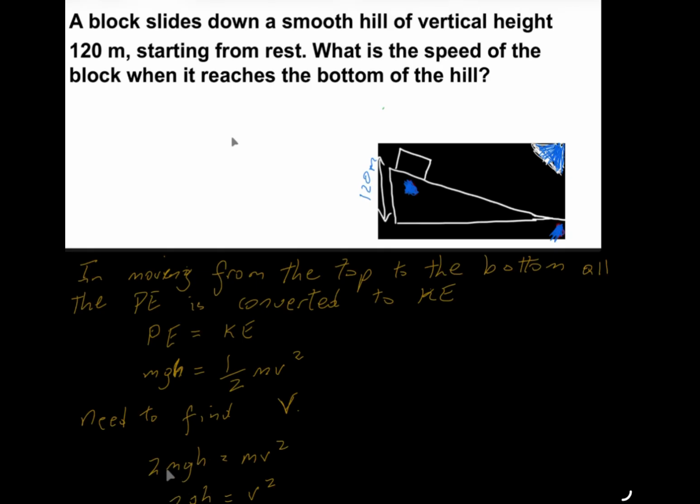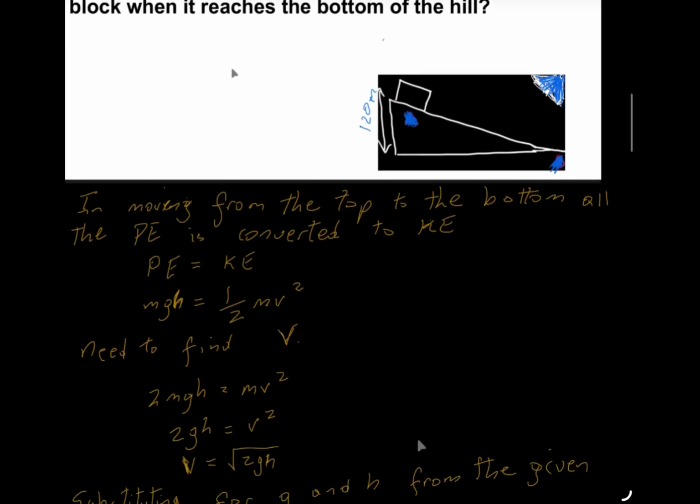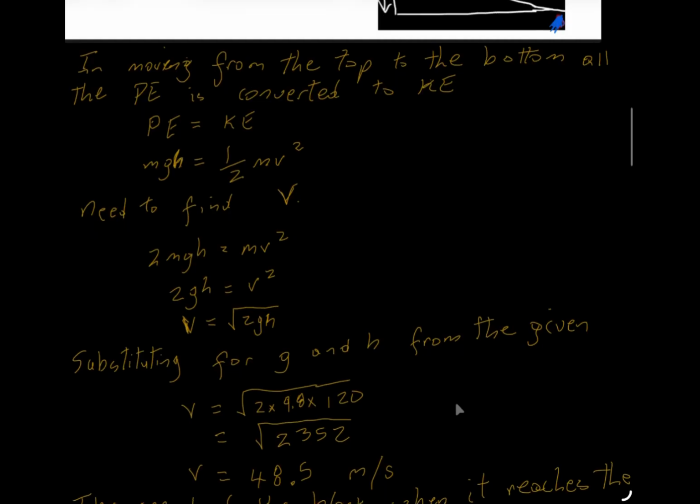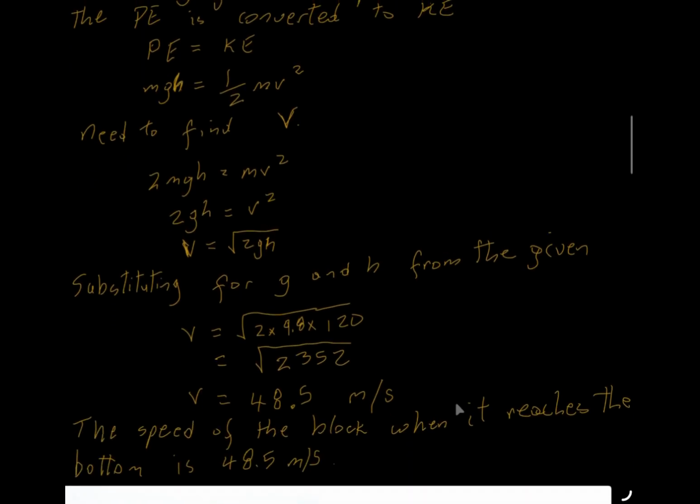We start with multiplying both sides by 2. So we have 2mgh is equal to mv squared. And then by dividing through by m, we have 2gh is equal to v squared. And then solving for v, we have v is equal to the square root of 2gh. Now we're going to substitute the numbers that we have. So we have v now is equal to square root of 2 times 9.8, 9.8 is what we use for acceleration due to gravity, times 120, which is a height, vertical height.